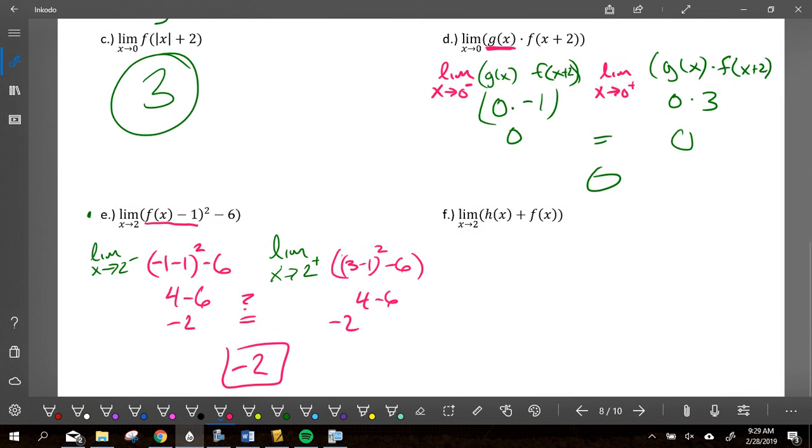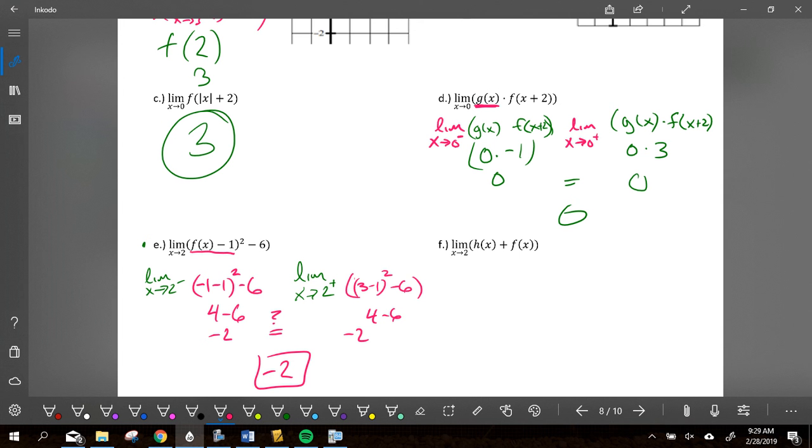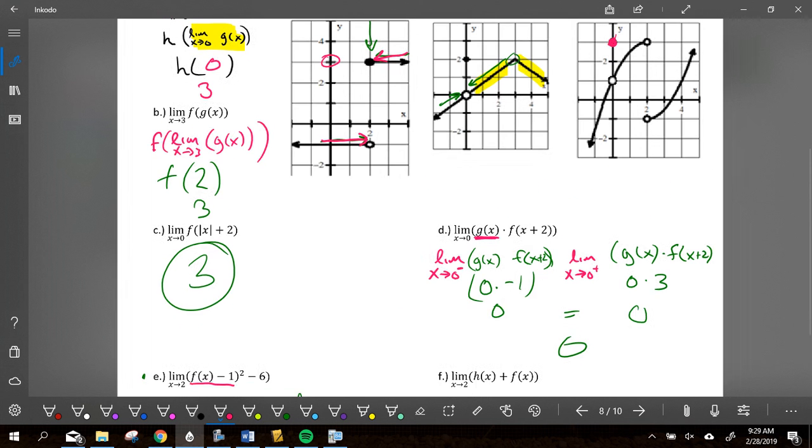Left-hand, right-side approach. If you have a weird graph that's split up and it looks like it's D and E, that's what you want to make sure you do. Questions on something we did today?